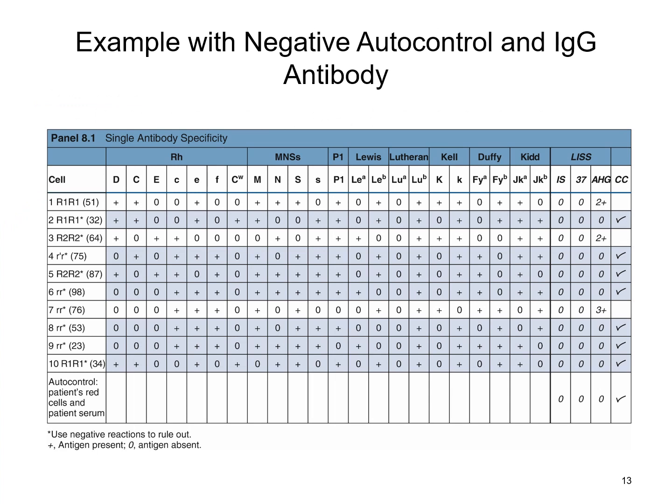So here we have an example of a patient that we've worked up, and we've set up in this particular panel here. You've got 10 panel cells plus the autocontrol. So that means we had 11 tubes, and each of those tubes was labeled with whatever was in it. So tube 1, 2, 3, etc.